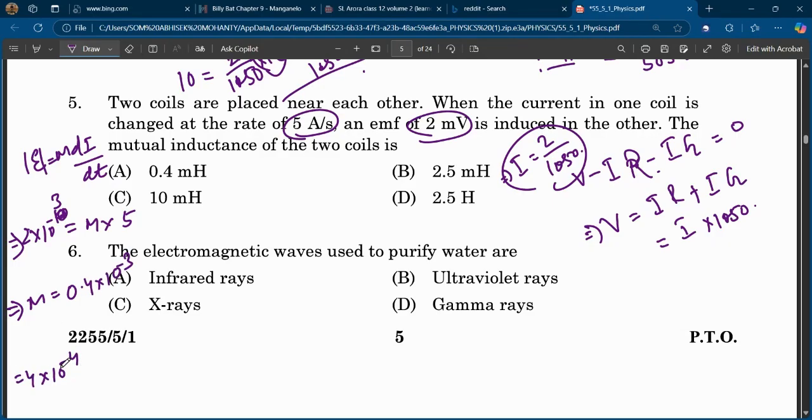What is the unit of mutual inductance? It is inductance, so Henry. So the answer, 4 into 10 to the minus 4, that is 0.4 millihenry, is the correct answer.